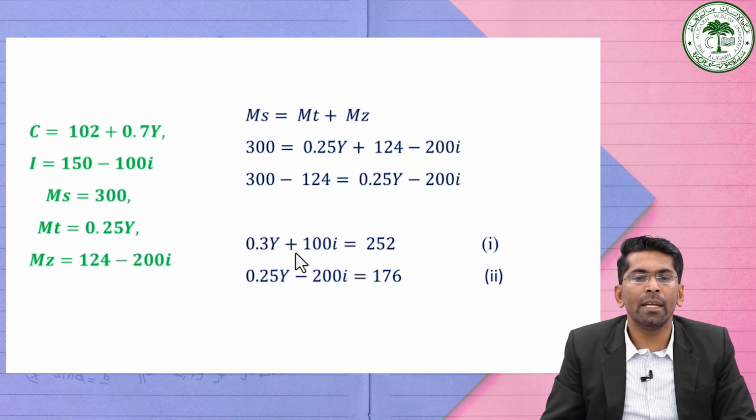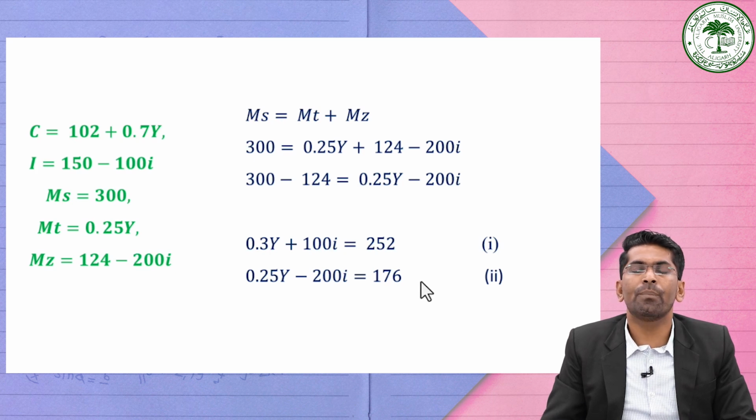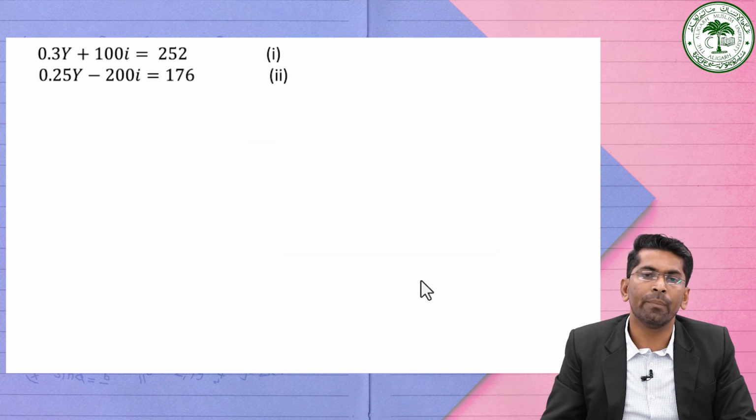So we have simultaneous equations here. One is representing the IS curve, that is equation number 1, which represents the product market or commodity market equilibrium, and the other, 0.25Y minus 200i equal to 176, represents the LM curve, that is the money market equilibrium.